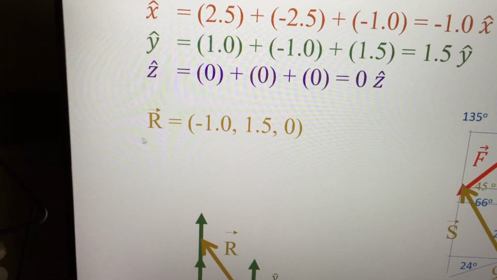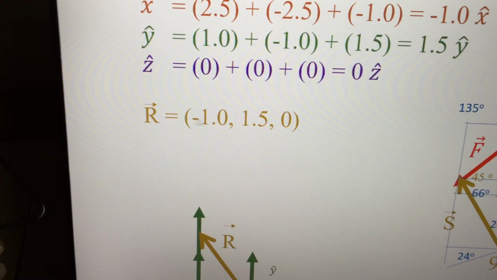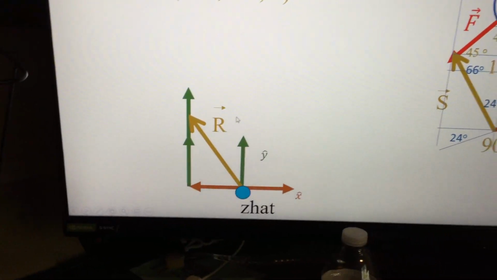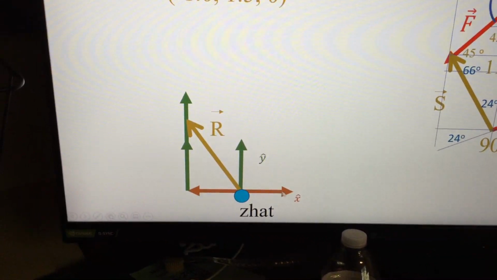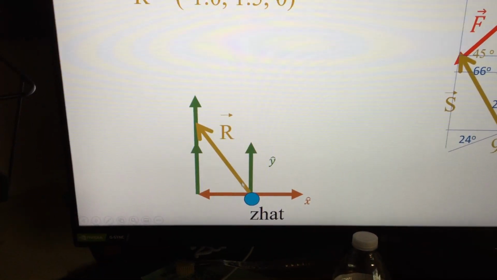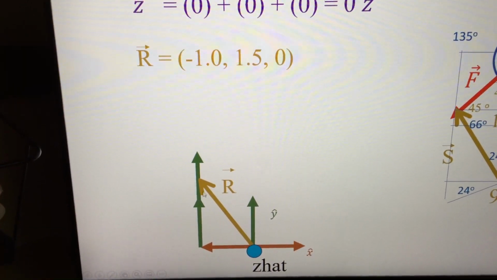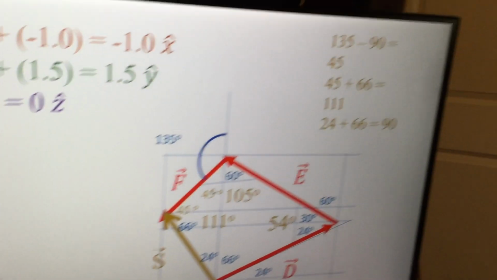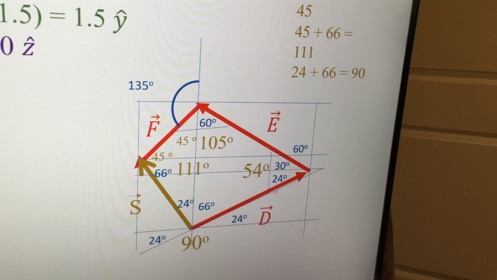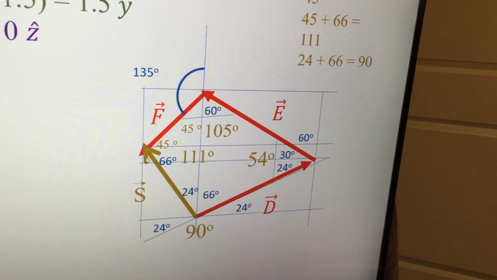So the resultant vector, which is going to be R, is negative 1 for the x component, 1.5 for the y component. We're going to use the standard that we talked about again, with y hat, x hat, and z hat, and we're going to draw that negative 1 and then the 1.5 to get R. Over here, we're going to have these drawn out. So if we draw D and then E and then F, we get this resultant vector.